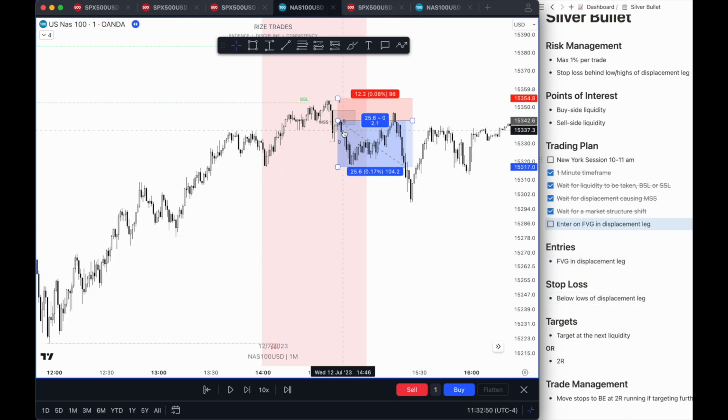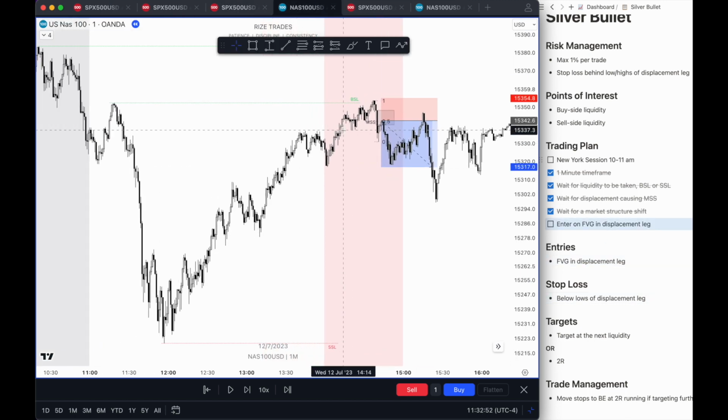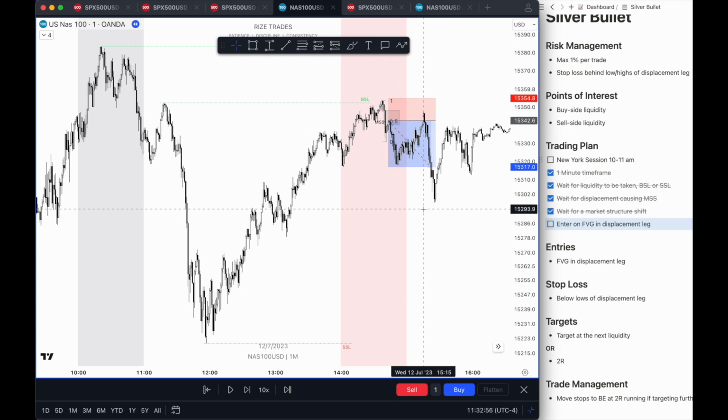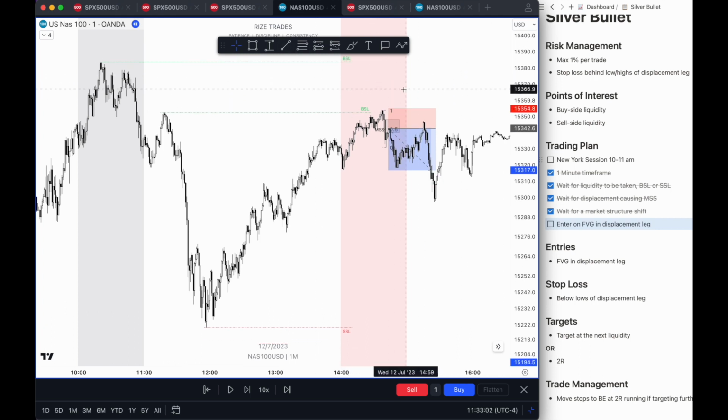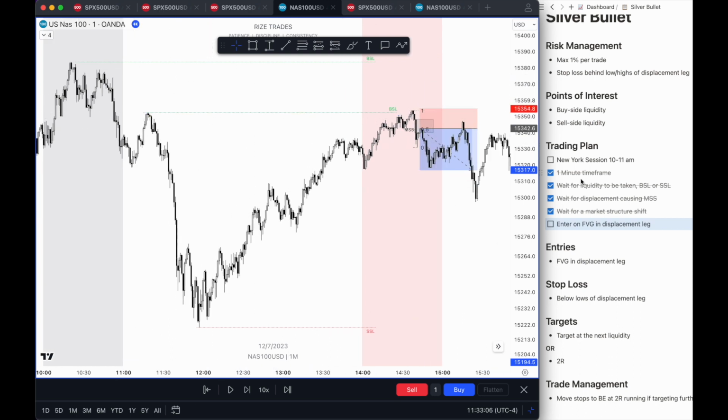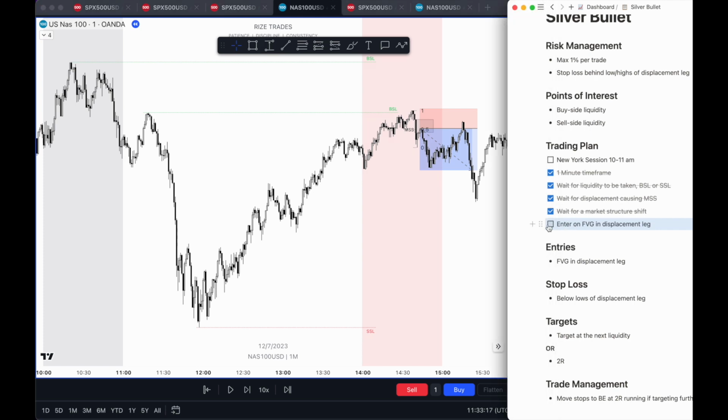The next example was the following day, Wednesday, the 12th of July. Again, this was a live session during the New York PM session. You can see here with the red rectangle, the red session indicator. Price took this buy side liquidity. So 1 minute time frame again. We were waiting for this buy side liquidity to be taken, which it did. We then got displacement lower, giving us a market structure shift again, and we entered on the fair value gap.